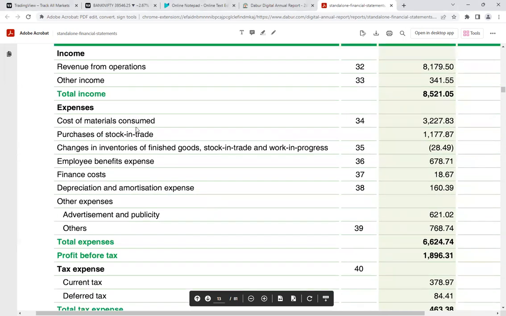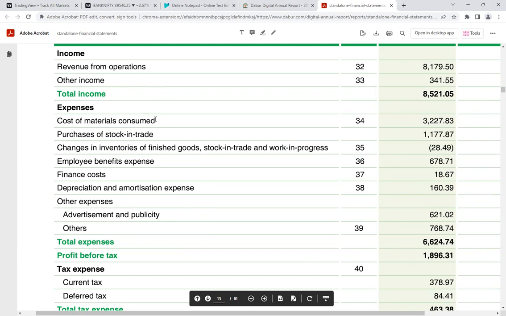These are all the expenses that the company has: the cost of materials consumed, purchase of stock in trade, changes in inventory, employee benefits, financial cost, depreciation and amortization, and other expenses for advertising and publicity. These are all the costs that the company is paying to run the business and to generate the revenue.